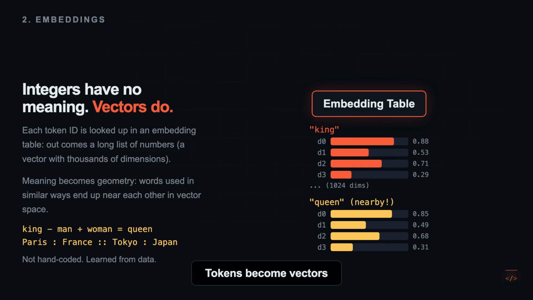King sits close to queen. Paris relates to France the way Tokyo relates to Japan. You can even do arithmetic: take the vector for king, subtract man, add woman, and you land near queen. These vectors are not hand coded, by the way. The model learns them from data, nudging each one until the geometry matches how words actually get used. From here on, the model works entirely within these vectors. There are no actual words in it.